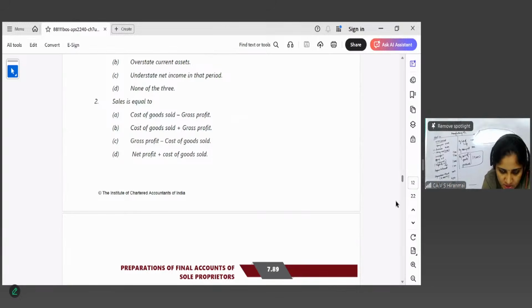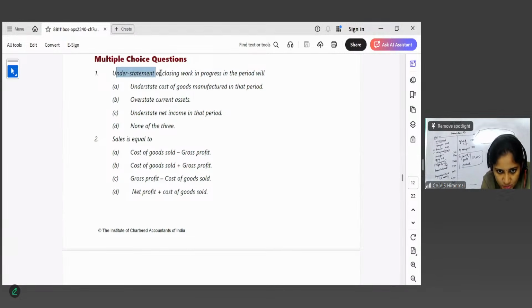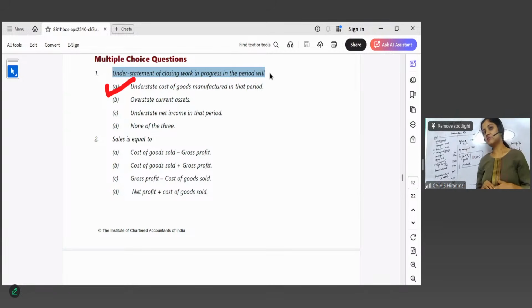Very easy MCQs, yeah? All of you please see. Understatement of closing work in process. That means in the manufacturing account, if you understate the closing work in process on the credit side, what will happen? It will understate the cost of goods manufactured, overstate the current assets, understate the net income, or none of the three. What is the answer?